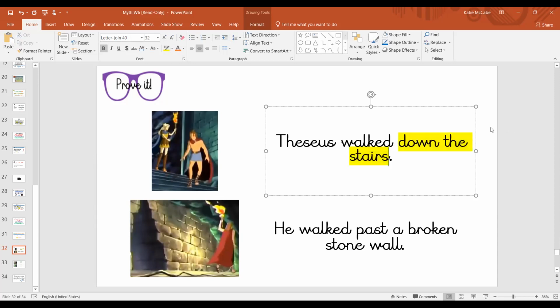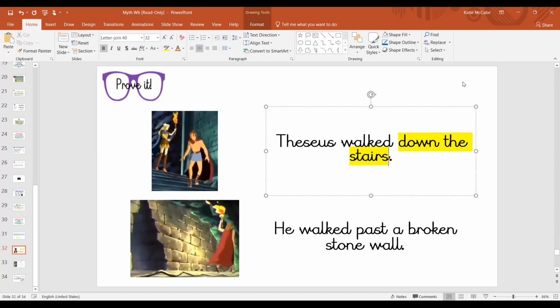I can use that top tip from earlier. Does my prepositional phrase include the other noun, pronoun, or noun phrase? Yes, it does. In this sentence, it's the stairs. My preposition down is linking Theseus to the stairs. There was a key point in that process, children, and that was identifying the preposition first before you find the rest of the prepositional phrase.